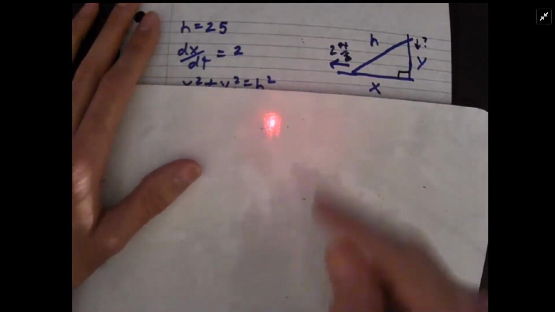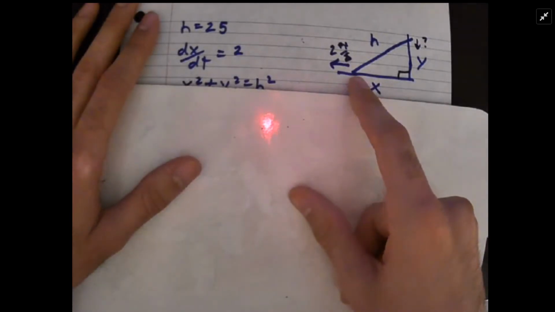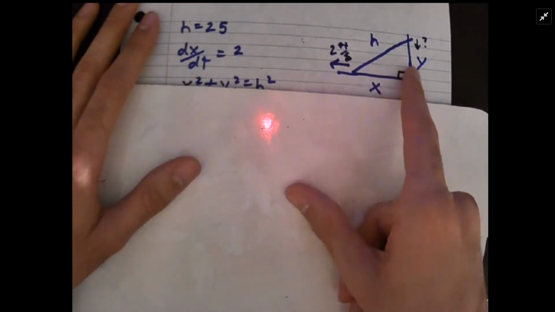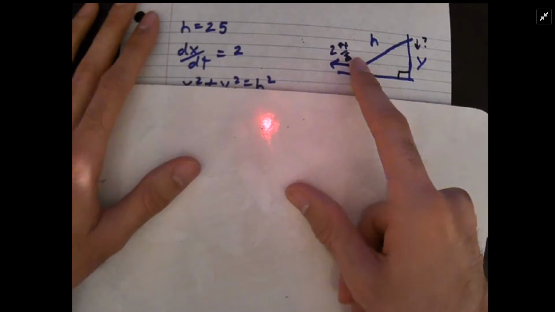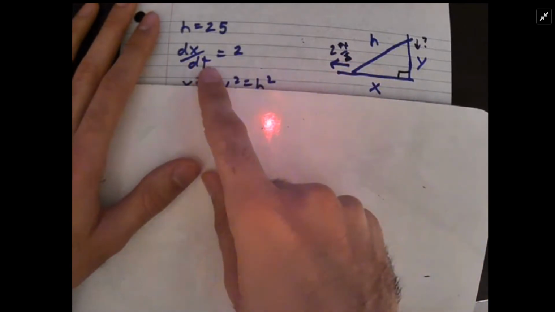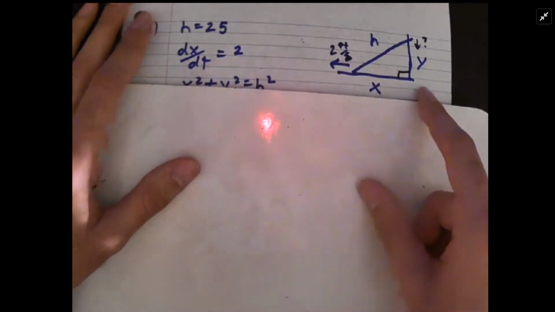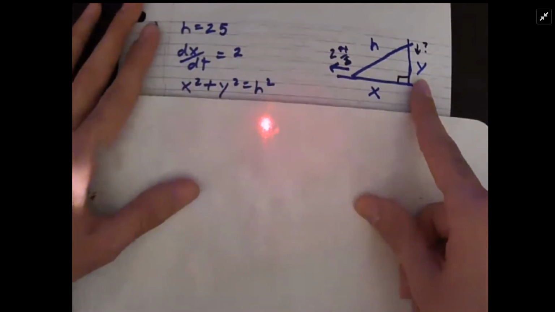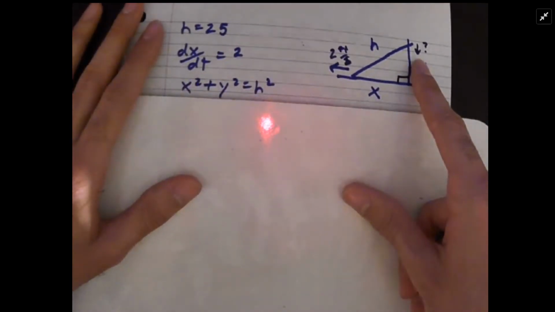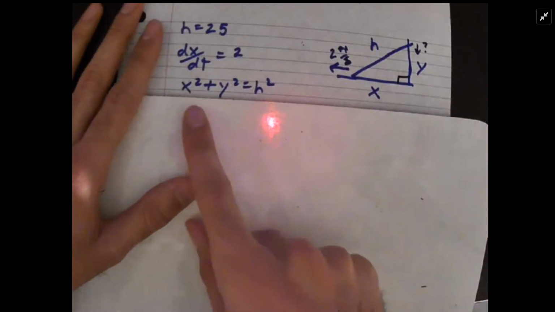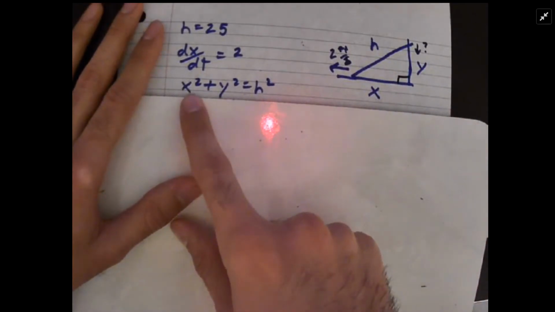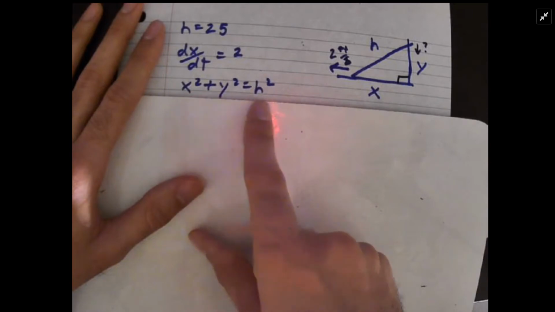We also know that this ladder, the bottom edge is going away from the wall at 2 feet per second. In other words, dx over dt equals 2. And we want to find out how fast this ladder is falling, or we want to find out what dy dt is. So one relationship that we also know is x squared plus y squared equals h squared.